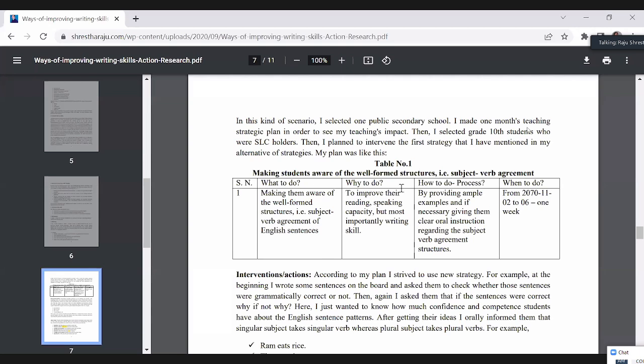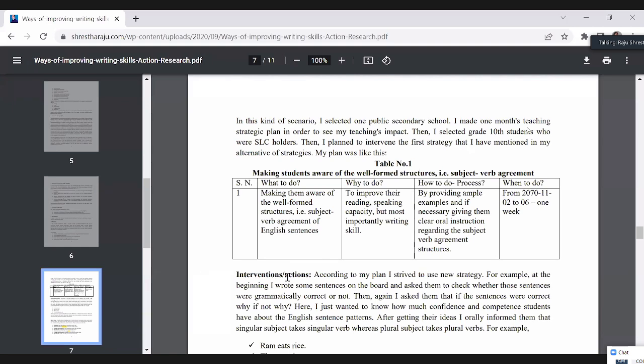So what to do, why to do, how to do, the process we mentioned, and when to do, the time duration, we mentioned here in the plan. For example, making students aware of the well-formed structures, that is subject verb agreement. When the children are not made to understand the pattern of subject verb agreement, they make errors in writing.